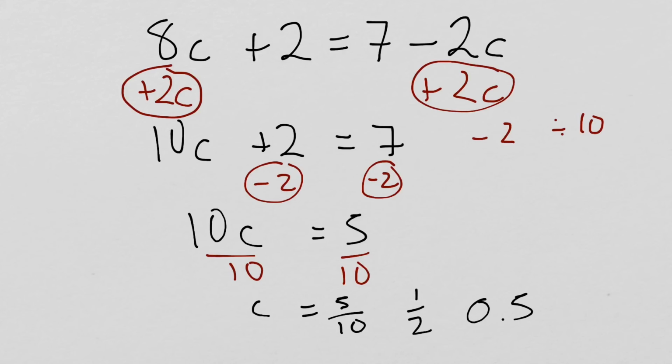Now quickly before we finish, if you want an inequality, so for example, if instead of equals, we had greater than, it's exactly the same process, except instead of writing equals, we're just going to write the symbol that's there. So I'm going to write greater than here, greater than here, greater than here. Simple as that.